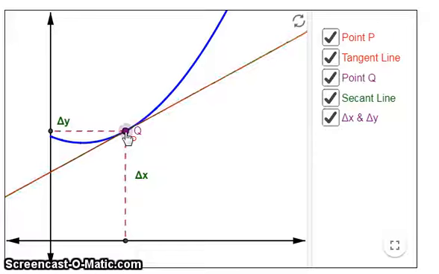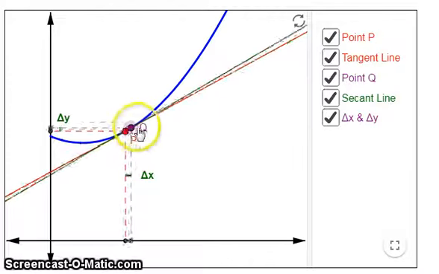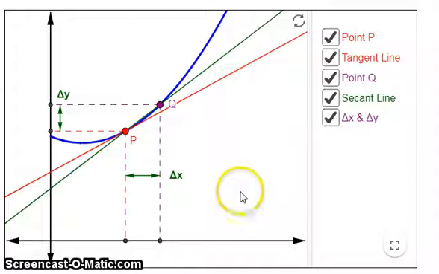Problem is, right when I get to where P and Q are the same point, delta x becomes 0. And if there's no change in x, then there can't be any change in y. My slope is now 0 over 0, which is not something that I can deal with mathematically. And so this is going to be the first obstacle we run across in developing the tangent line.